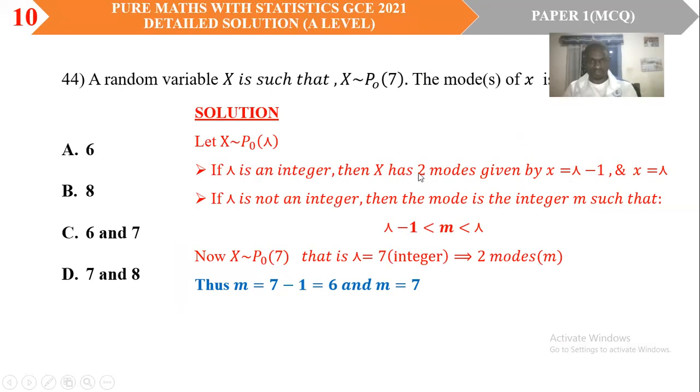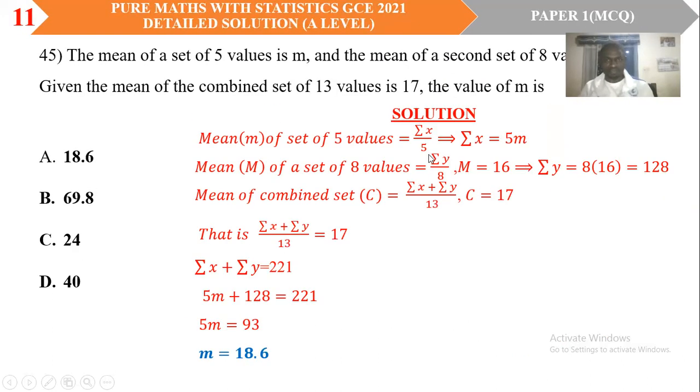The mean of a set of 5 values is equal to the sum of all the 5 values over 5, that is, summation x over 5. This implies that summation x is equal to 5m. The mean capital M of a set of 8 values is equal to the sum of all the 8 values over 8. M, given to be 16, implies that summation y is equal to 8 times 16, which is 128.